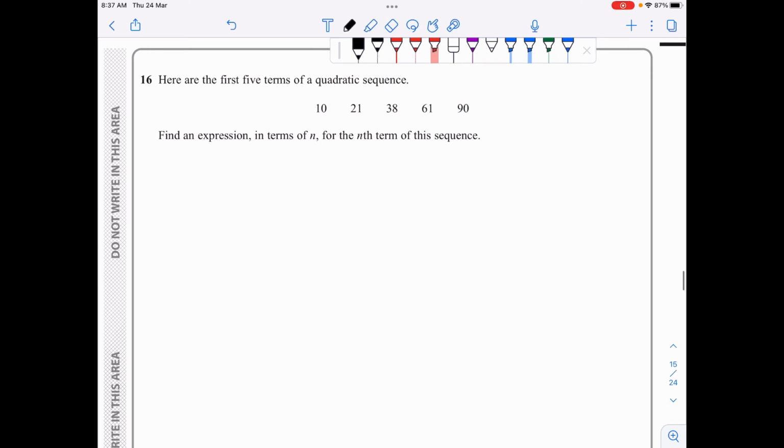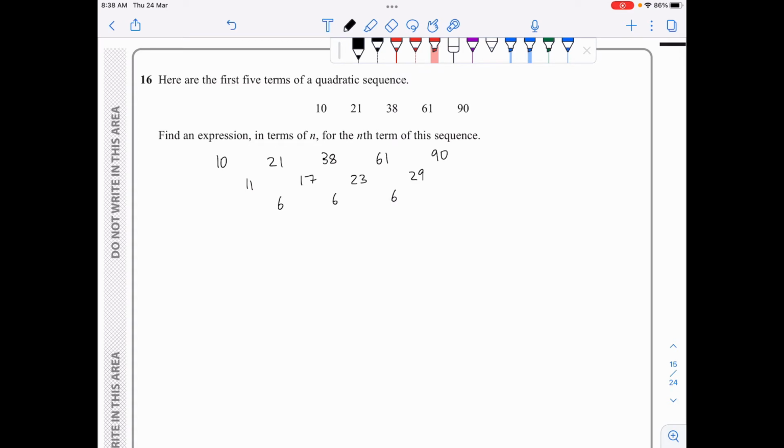We've got the first 5 terms of a quadratic sequence, and we need to find an expression for the nth term of this sequence. So we know that for quadratic sequences, the second row of differences should be constant. So I start by writing out 10, 21, 38, 61, 90. The first row of differences is 11, 17, 23, 29, and the second row of differences is 6, 6, 6. So the value in the second row of differences is constant.